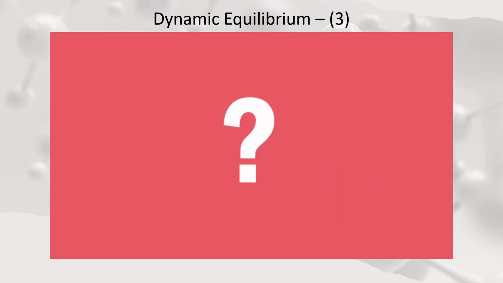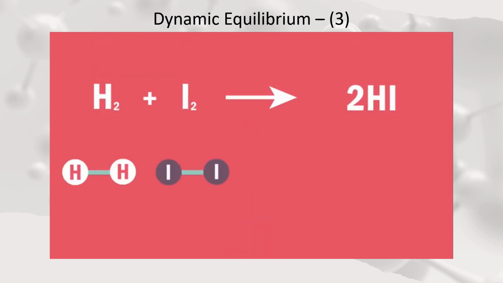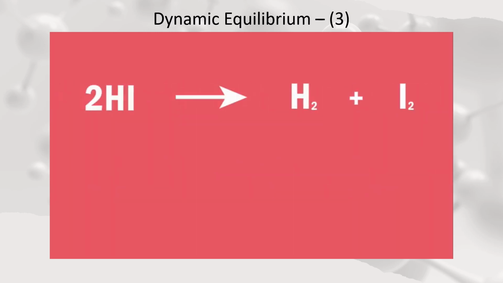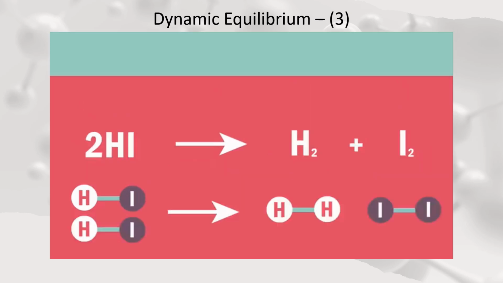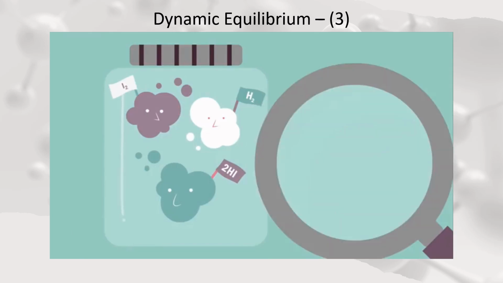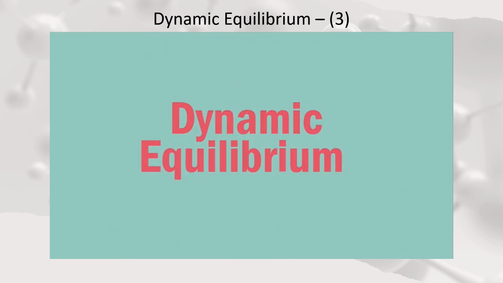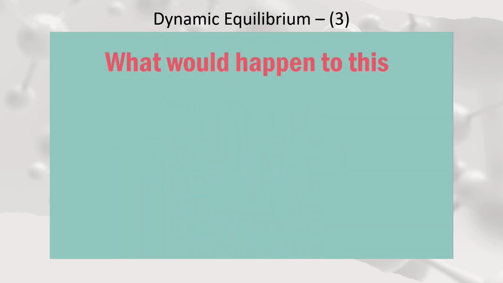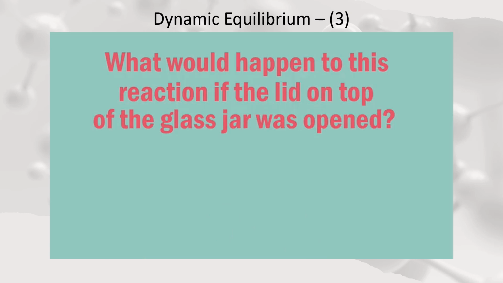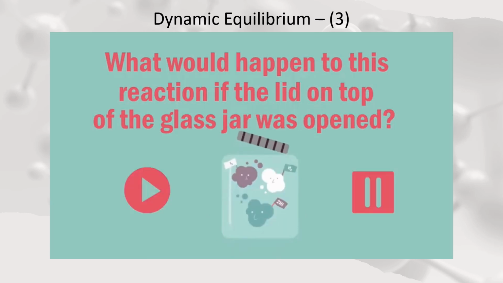So what is happening here? The reaction of hydrogen and iodine to produce hydrogen iodide is occurring at the same rate as the decomposition of hydrogen iodide to hydrogen and iodine. So there are no observable changes, although both the forward and reverse reactions are occurring. This reaction has not stopped, but rather has reached dynamic equilibrium. What would happen to this reaction if the lid on top of the glass jar was opened? Please pause the lesson to think about this and resume when you are done.